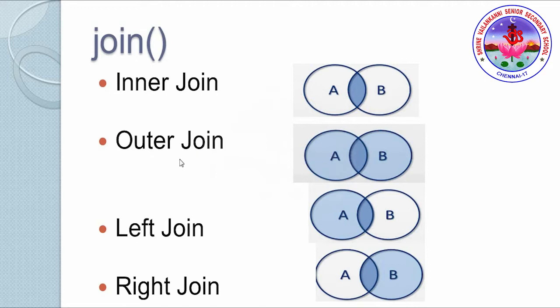Next we have outer join. It combines the result of both data frames based on the index. So all the values from A and all the values from B, including the common values. That is called outer join.